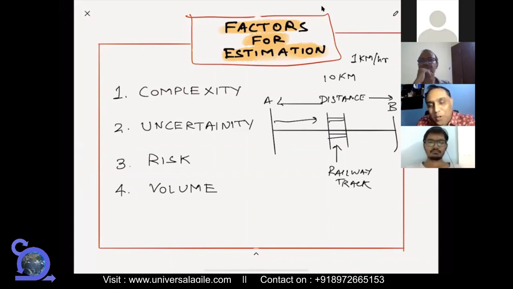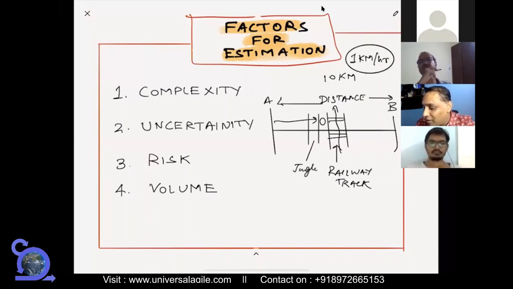Okay, what could happen? Trains might pass, right? And you may have to wait here for some time, right? What if you come to know there is a small jungle also here in between? Do you think you will maintain this same speed? No, right? What if there are multiple trains going one after the other? Has it happened to anybody?